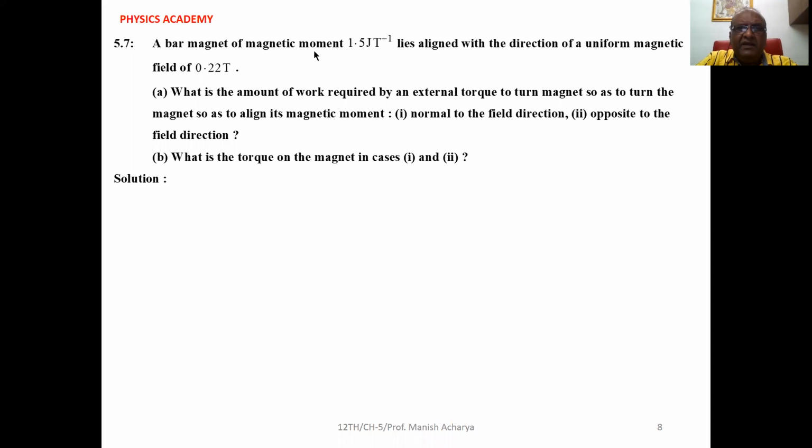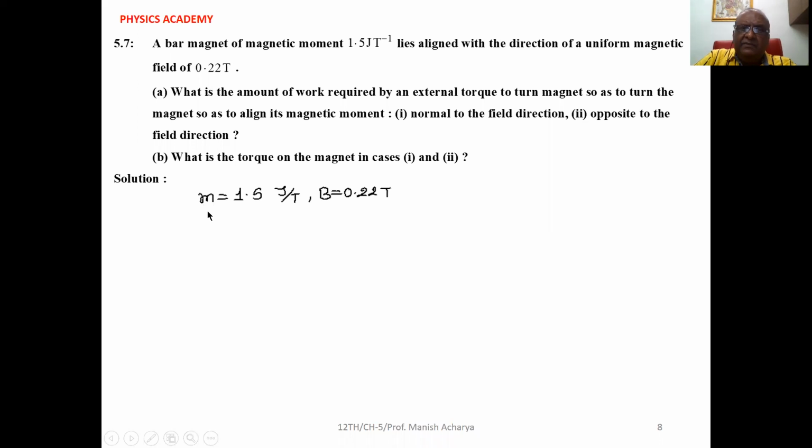5.7. A bar magnet of magnetic moment 1.5 joule per Tesla lies aligned with the direction of a uniform magnetic field of 0.22 Tesla. A. What is the amount of work required by an external torque to turn the magnet so as to align its magnetic moment normal to the field direction, and opposite to the field direction? B. What is the torque on the magnet in cases 1 and 2?